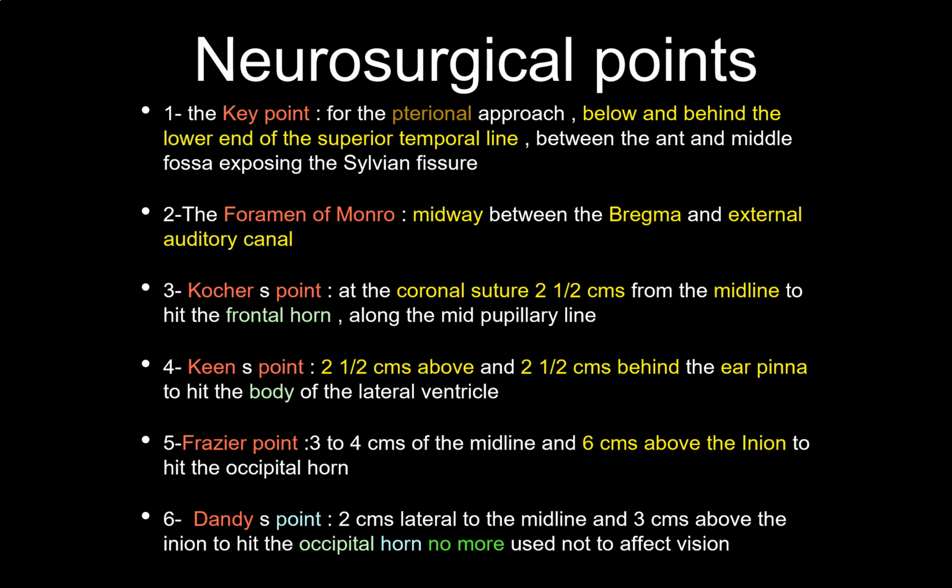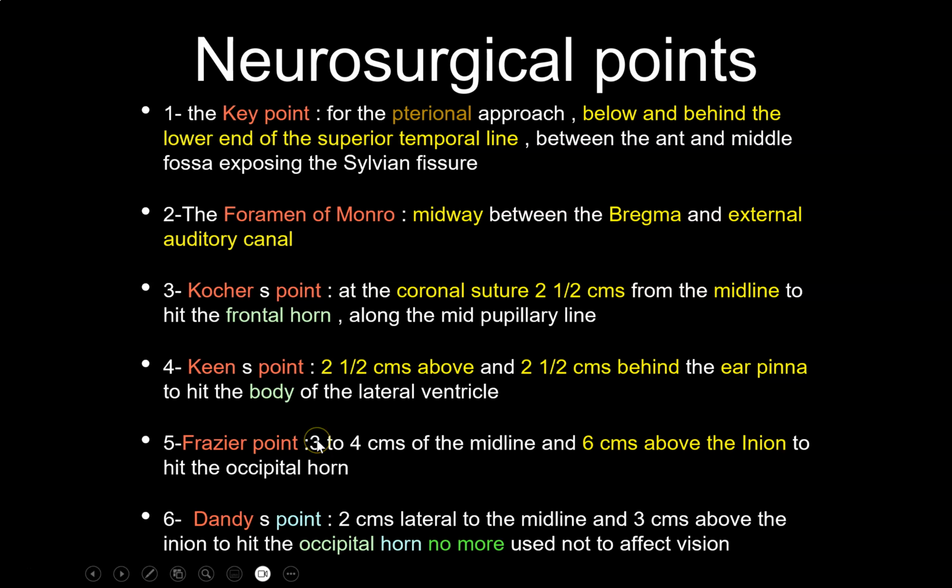Kocher's point is present anteriorly at the coronal suture or anterior to it, 2.5 centimeters from the midline. You hit the frontal horn, and you can consider it along the mid-pupillary line. Keen's point is another important point, lateral. It is 2.5 to 3 centimeters above the ear pinna and 2.5 to 3 centimeters behind the ear pinna, hitting the body of the lateral ventricle.